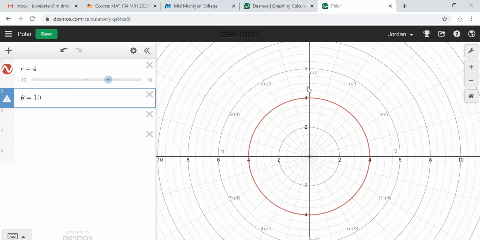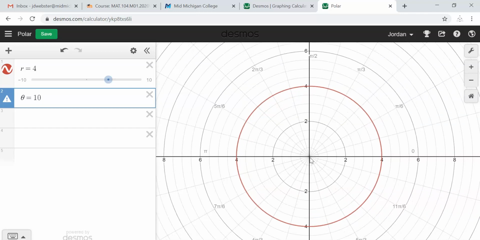If I had theta equals pi over 2, it would be what we used to call the y-axis in rectangular form. That's called the line theta equals pi over 2. Theta equals pi over 6, well, that would be the line going through the origin at an angle of pi over 6. And it would go both directions, both out to the right and out to the left. Theta equals pi over 3, again, it'd go out, up to the right, down to the left. So that's the idea.